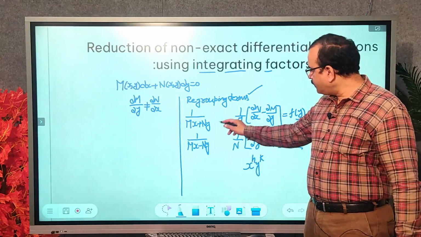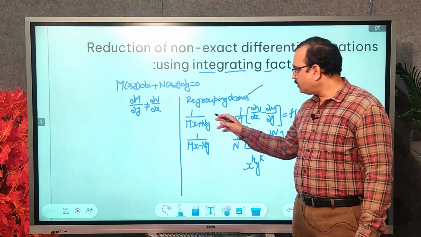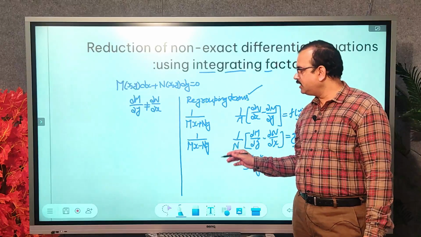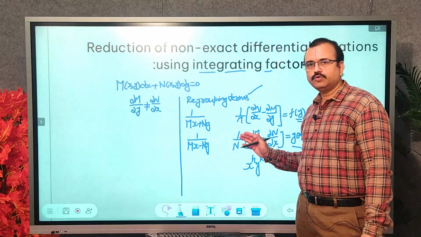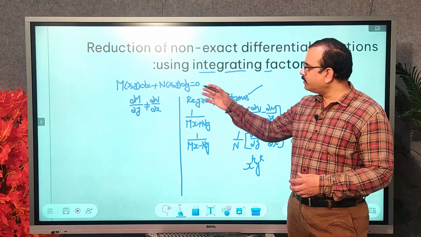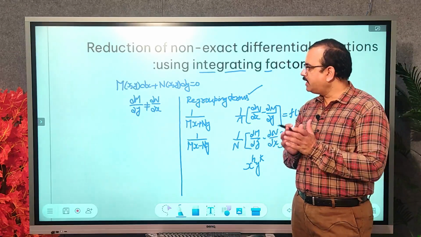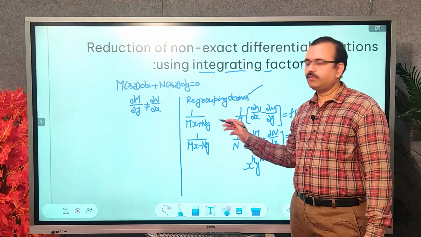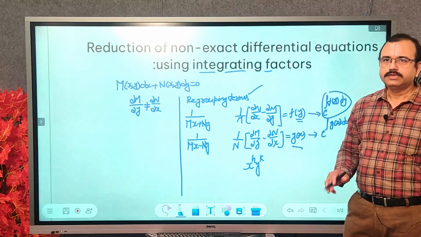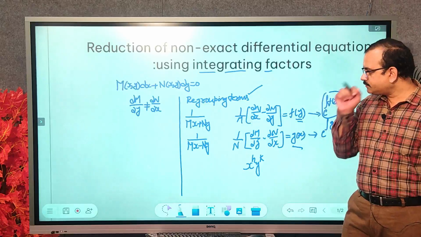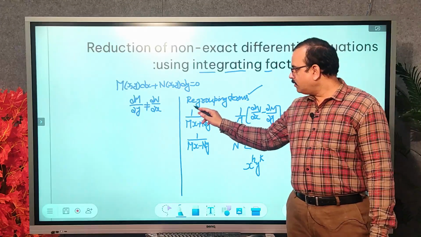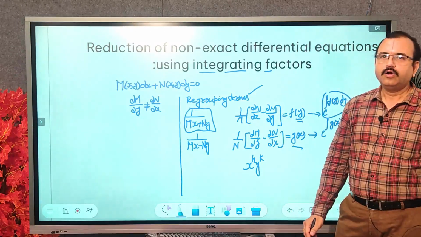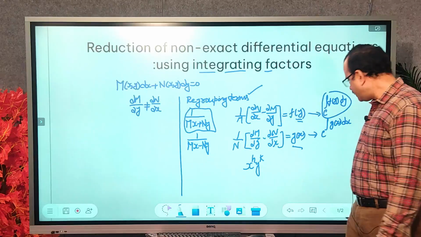Now coming to how to identify. 1 by Mx plus Ny is an integrating factor, or otherwise 1 by Mx minus Ny is an integrating factor. So how to identify these things? Depending on the type of the given differential equation, by identifying its nature, we can find out what the integrating factor will be. One by one we will see. First of all, we will discuss when we can take 1 by Mx plus Ny as an integrating factor. For that we have a certain procedure.